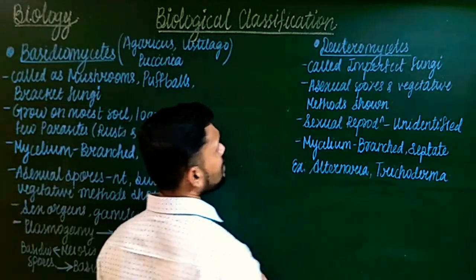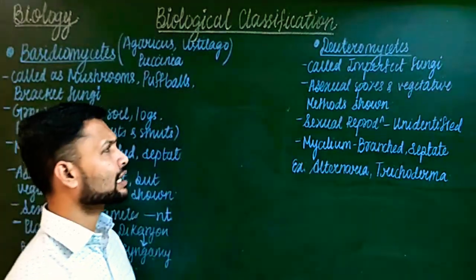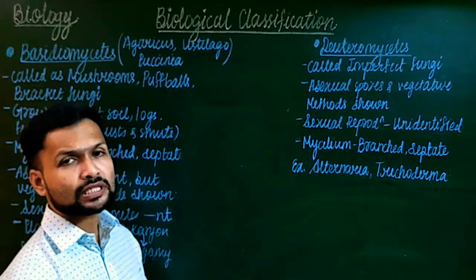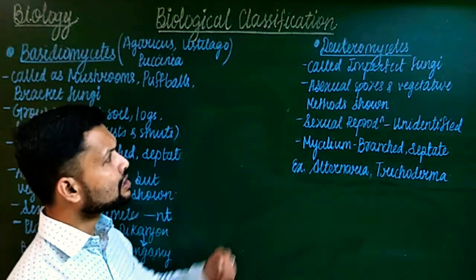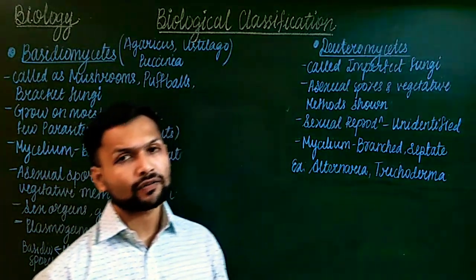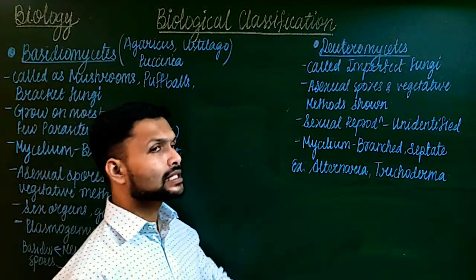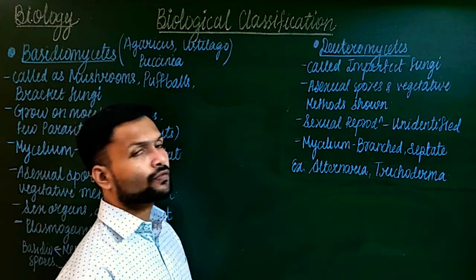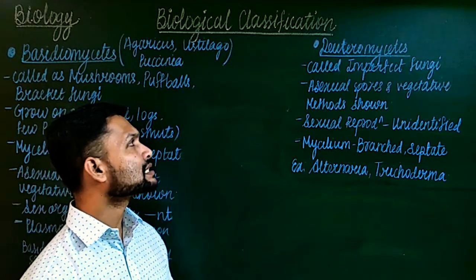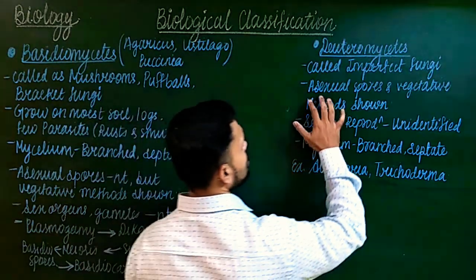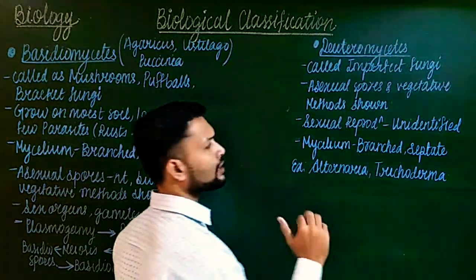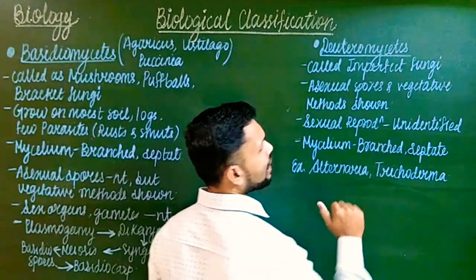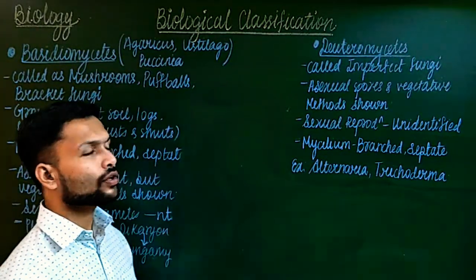Now the last class, that is Deuteromycetes. Now you can say this is like a temporary category of funguses or class which has been formed, because it is given a name that is imperfect fungus. Why? Because still maximum information about these types of funguses is not known clearly. Means we know how they asexually reproduce and we know the vegetative methods of reproduction, but sexual reproduction is still unidentified in this category of funguses.